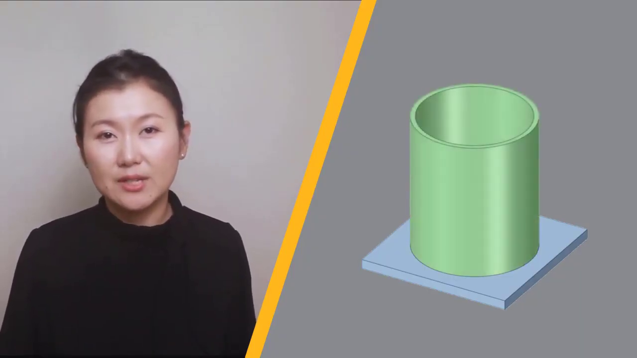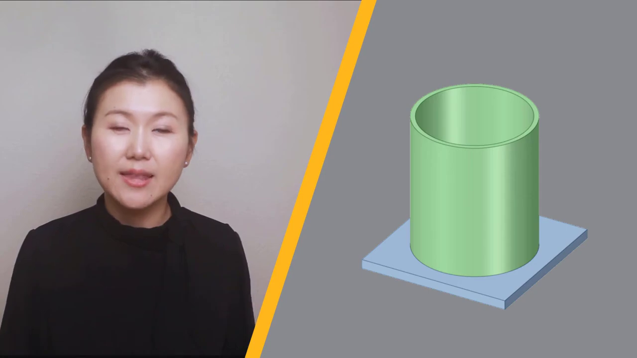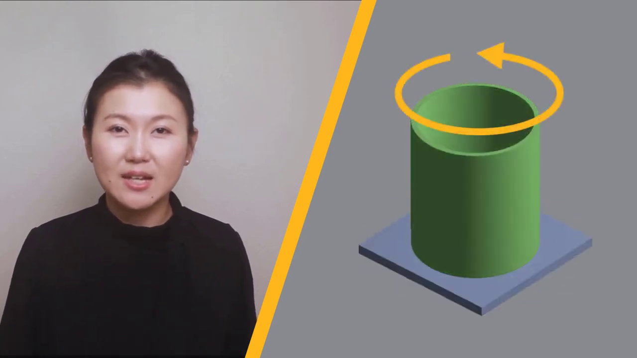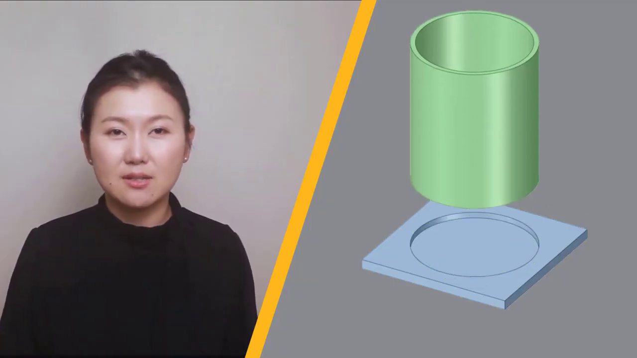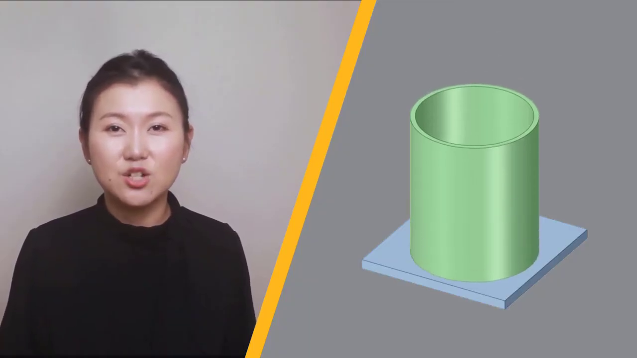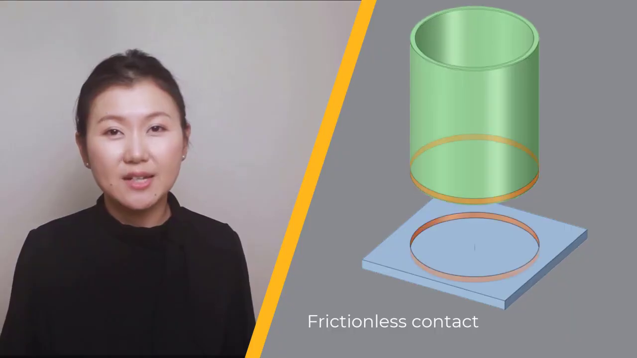Sliding is allowed between the surfaces of the cylindrical part and the base part. You can see that the cylinder can rotate along the axis and can be lifted from the base. To simulate such a situation, we can use frictionless contact between the two parts.